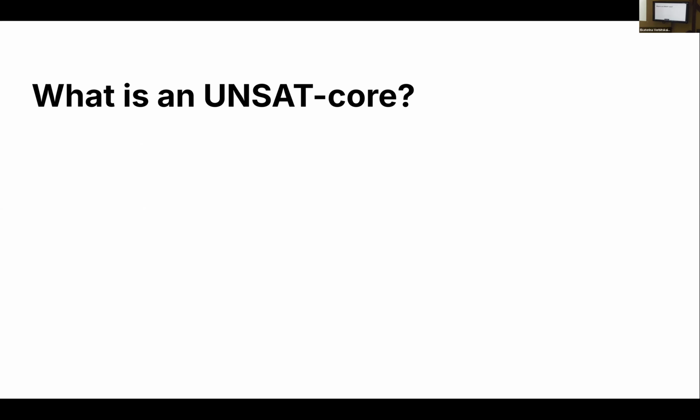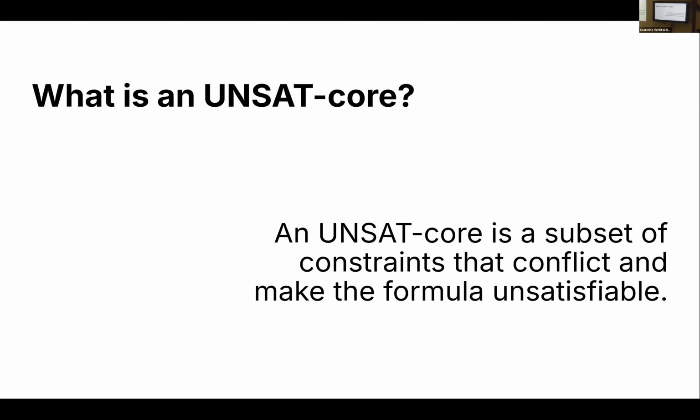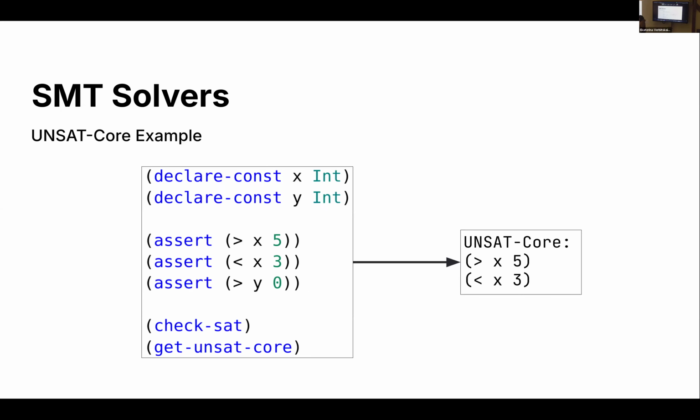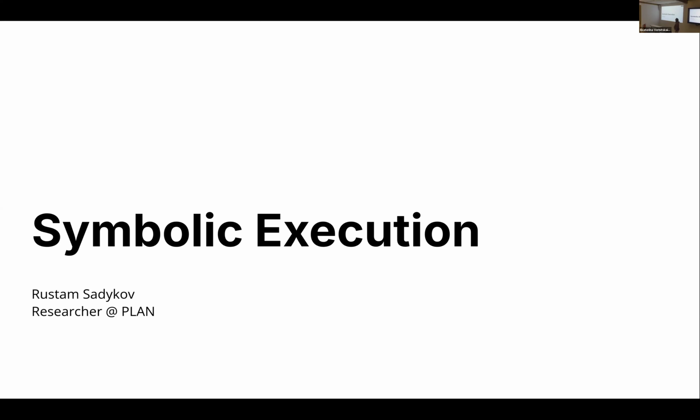And what is an unsat core? An unsat core is a subset of these constraints that gives us a reason why this formula is unsatisfiable. For example, going back to the previous one, the SMT solver can give us an unsat core where x greater than 5 and x less than 3. And it's smaller than the original formula because it just drops the last statement. This feature is quite useful for the algorithm.